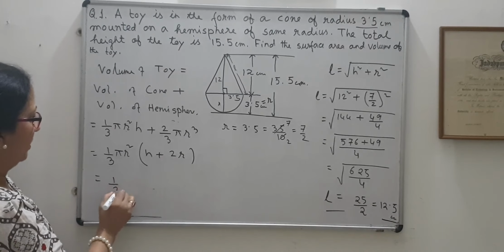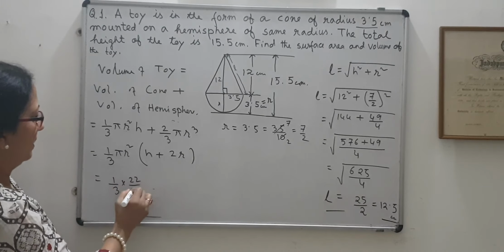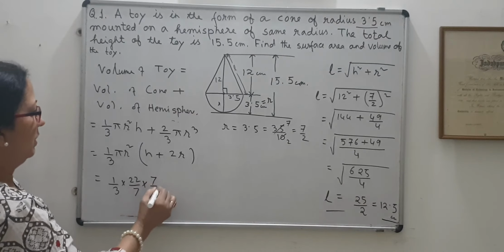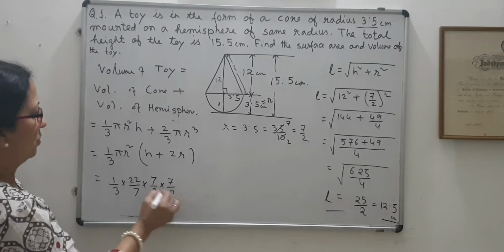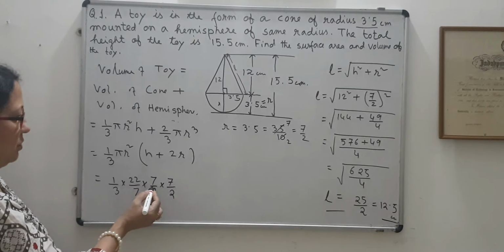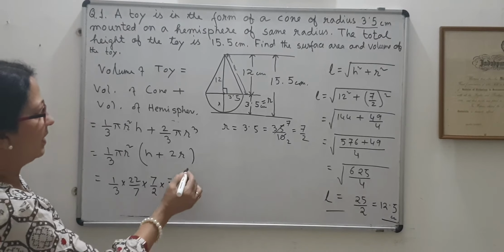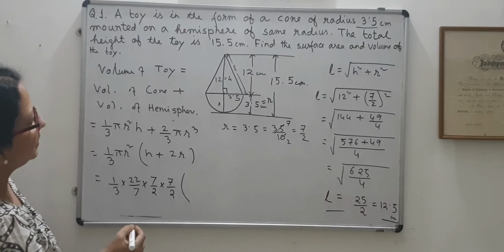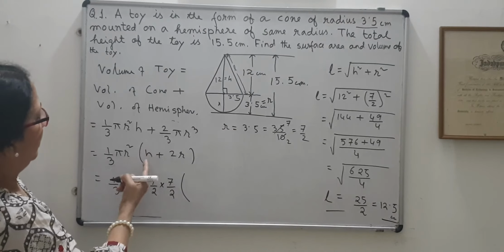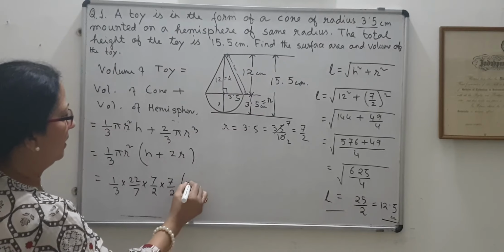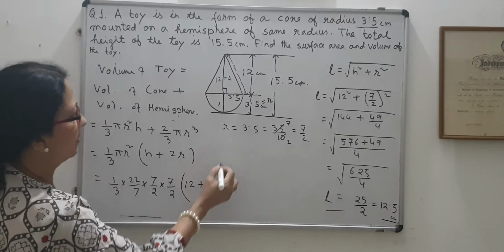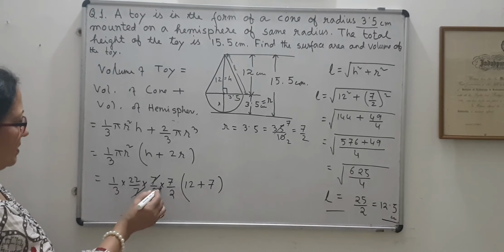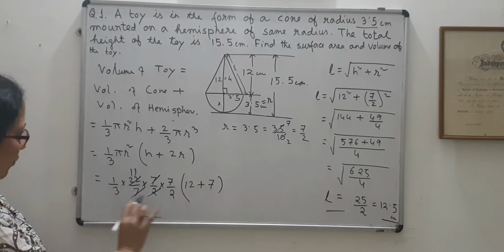So 1/3 pi is your 22/7. What is r? r is 7/2. I write 7/2 into 7/2, we write in this way, instead of 49/4, I write r into r. Then here h is your 12. This is your h, it is the height of the cone. So it is 12 plus 2r, you know, is 7. So here you see how 7 is getting cancelled. This is 11. Now no further cancellation.